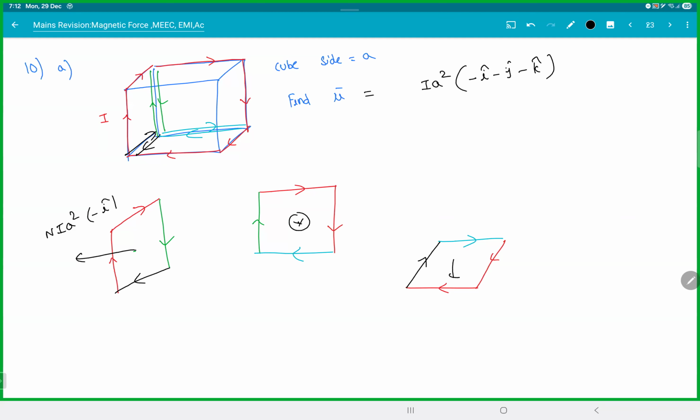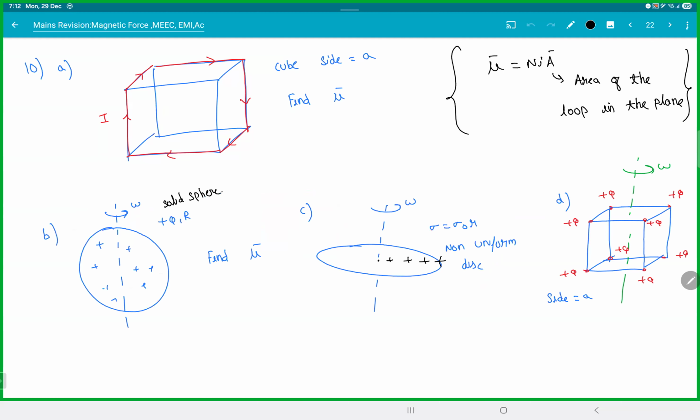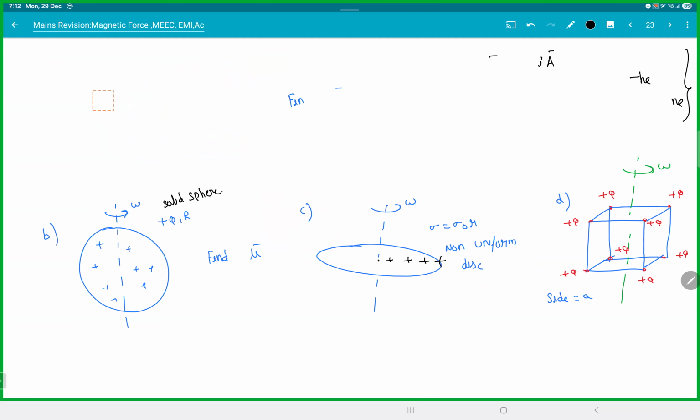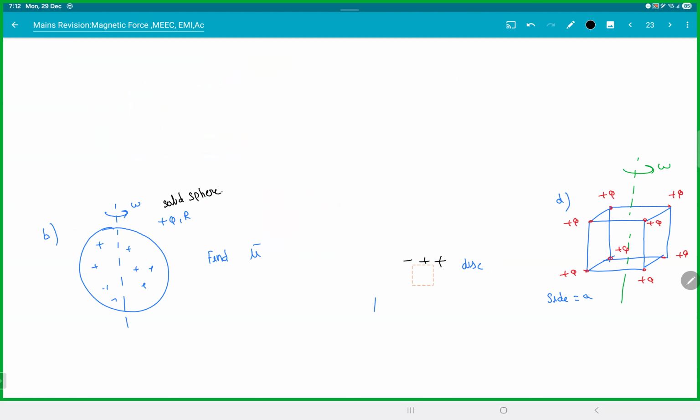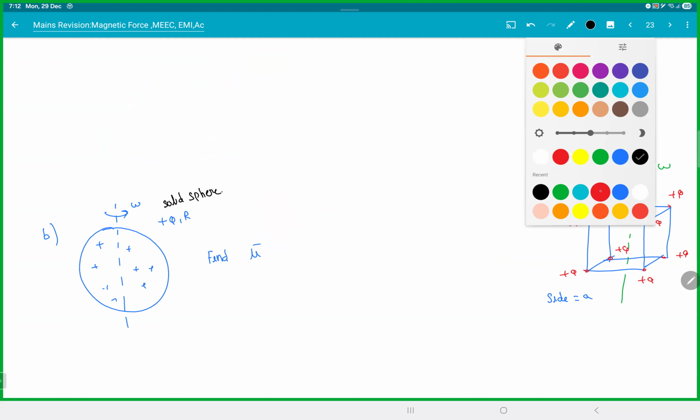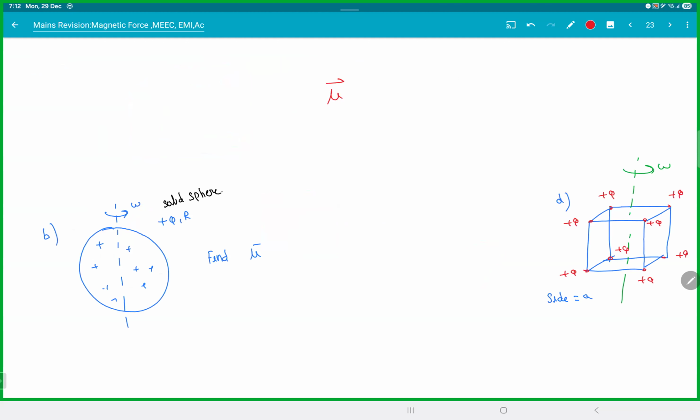Directions also will matter. What about the other three? If you look at B and D, they are easy. Do you guys remember the formula? Quite an important formula is there. The magnetic moment mu bar is equal to Q by 2m into L bar. This is the relation between the magnetic moment and the angular momentum.